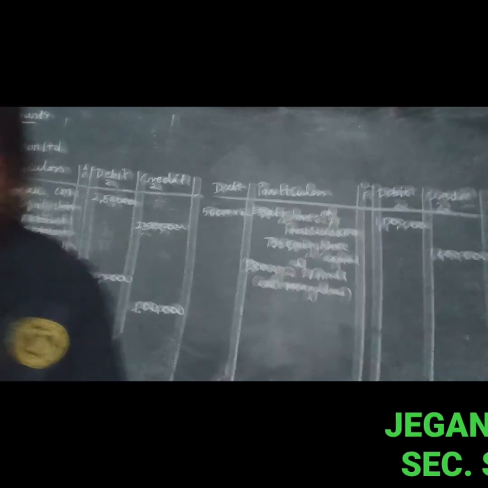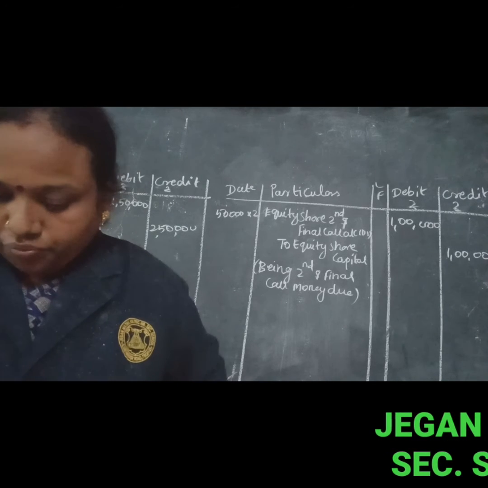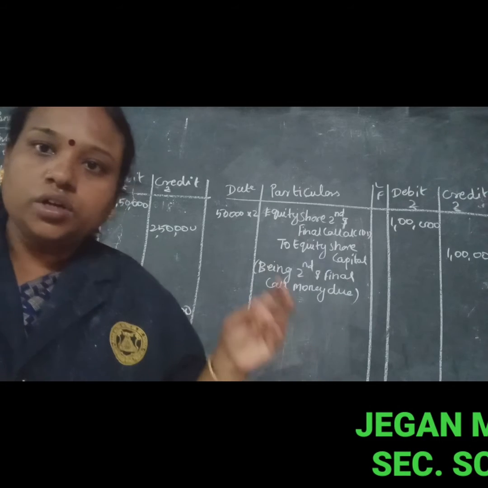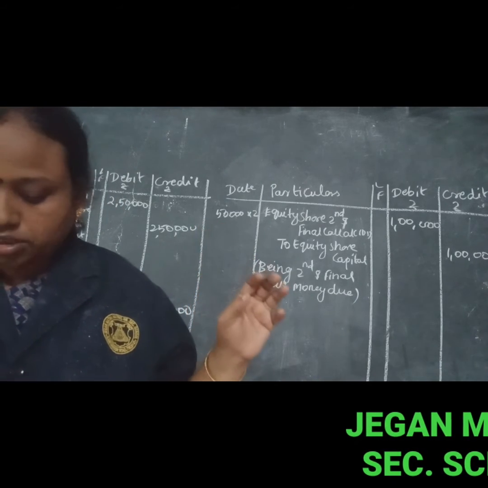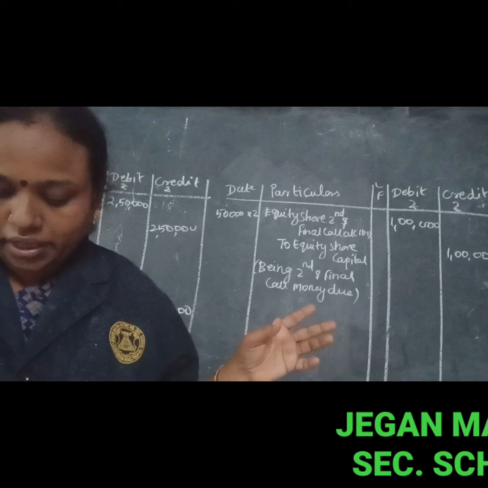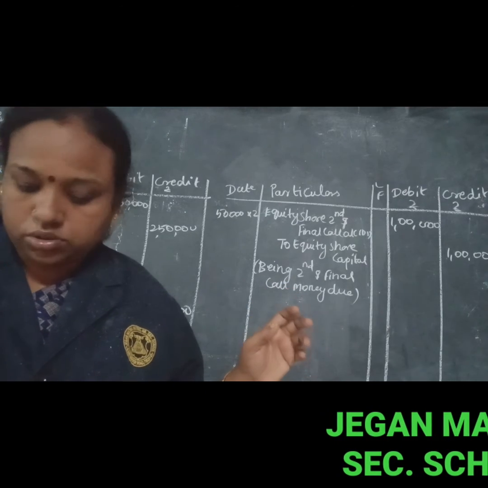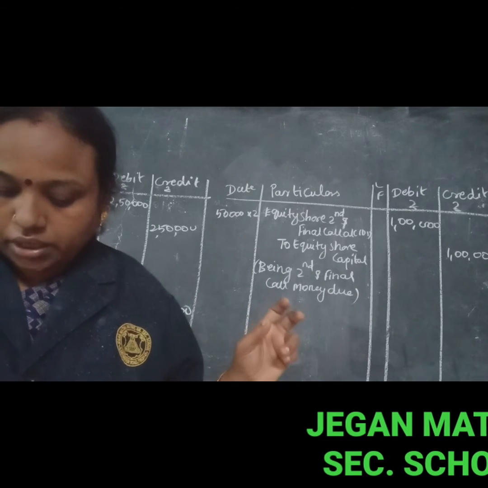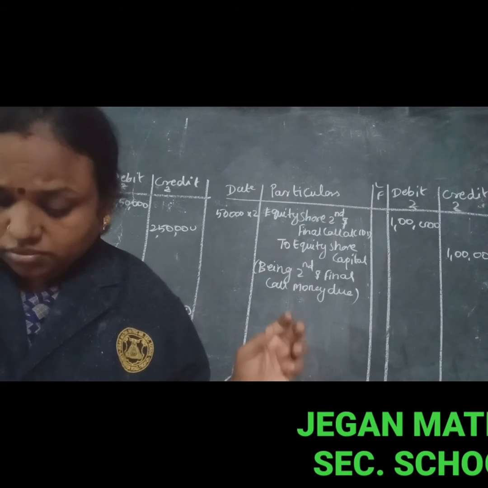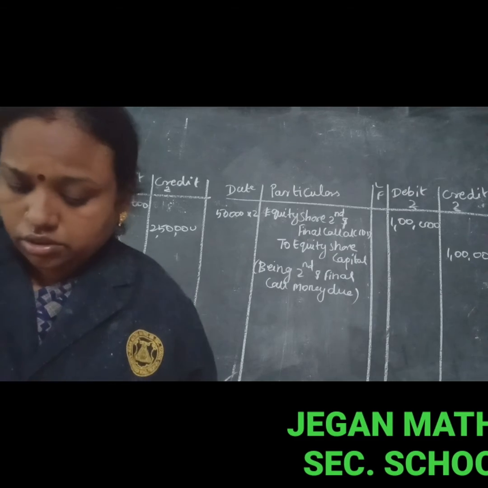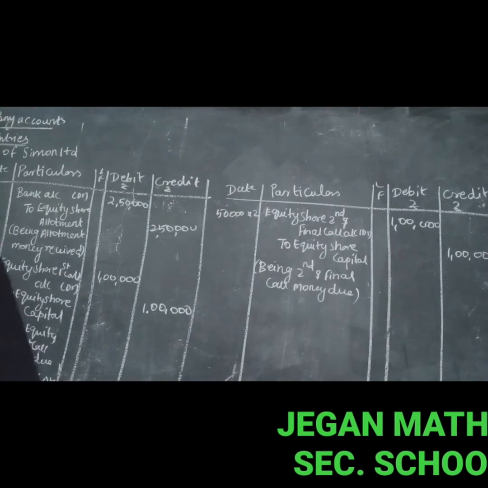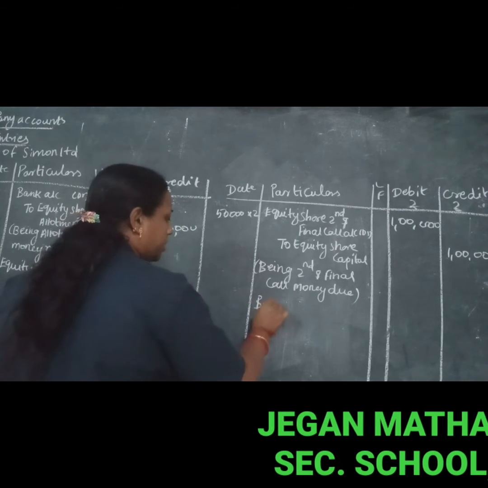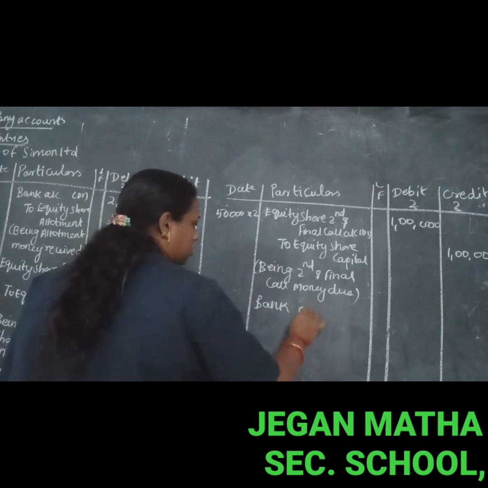Here in the sum, all the amounts are duly received with the exception of 2,000 shares held by Shelian, who failed to pay the second and final call money. So 2,000 shares failed to pay the second and final call money. The shares are forfeited. So the final call money is received only. Bank account debit.